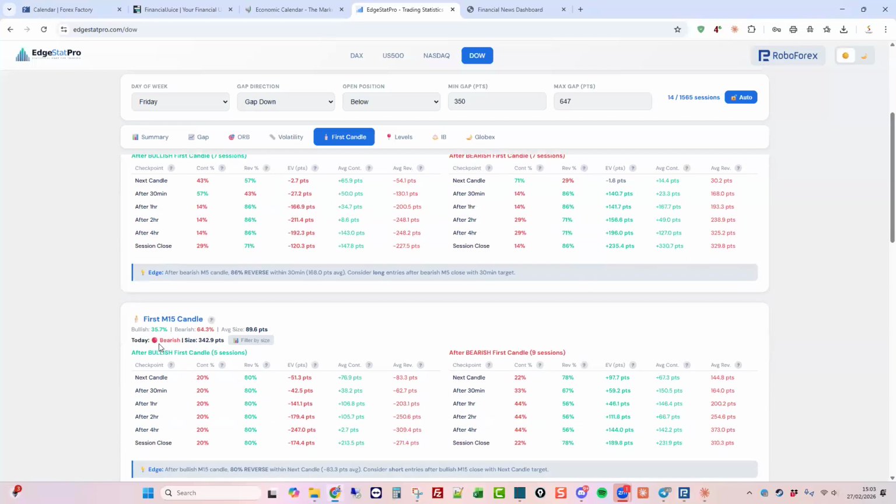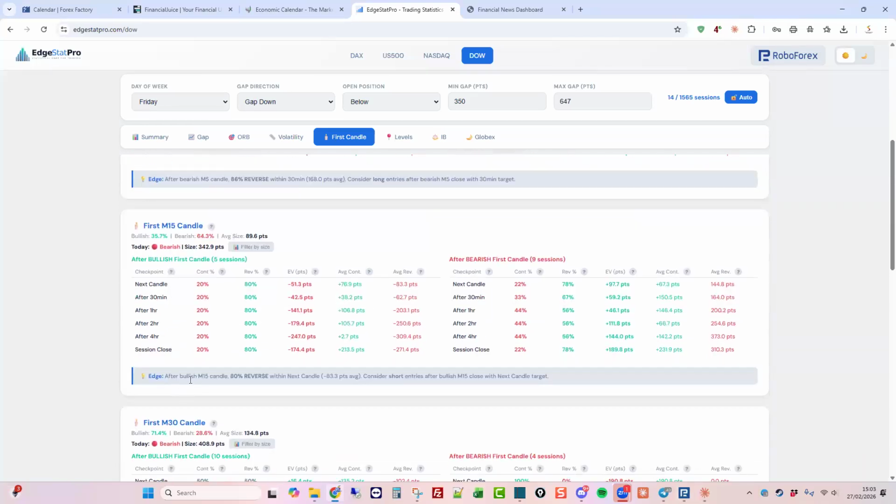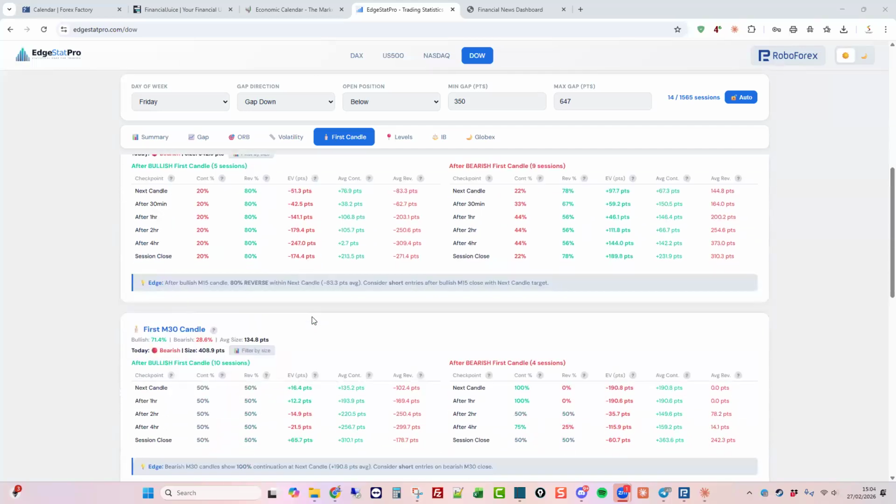The 15-minute: after a bullish 15-minute candle, 80% reverse bearish. We got a bearish one today. So again, these edges it will give are high statistical probability, but it doesn't mean the candle's done it today. Fortunately, there's a lovely edge if it had closed that way, but it closed the other way, so it's not useful to us. Again, I think a lot of this needs fine-tuning. Why bother telling us this if it hasn't happened and we can't use that information?